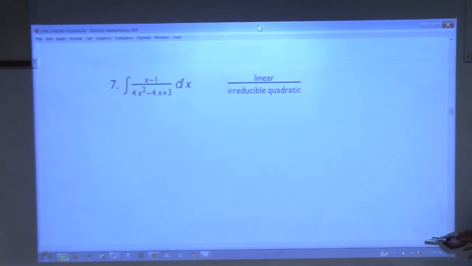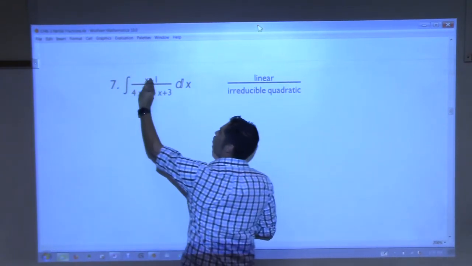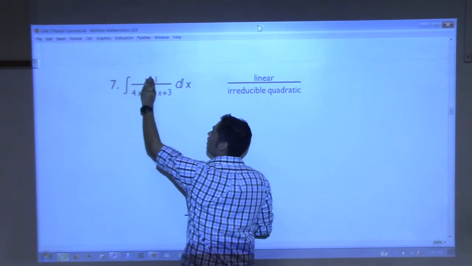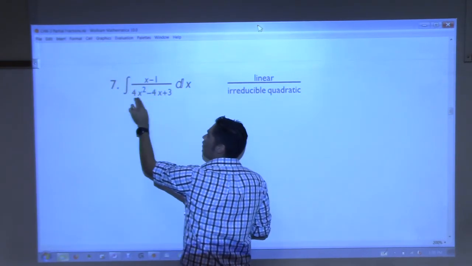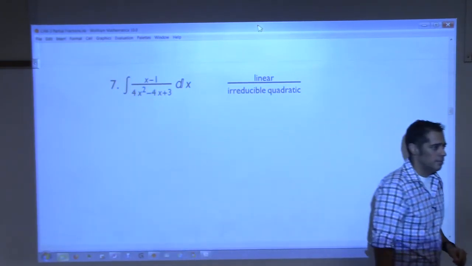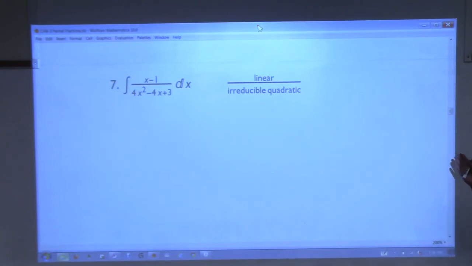So does everyone understand that if that was just 1 on top, then we would probably need to complete the square on the bottom, so long as the bottom didn't factor. So we'd have to check to see if it factors. Does the bottom factor?